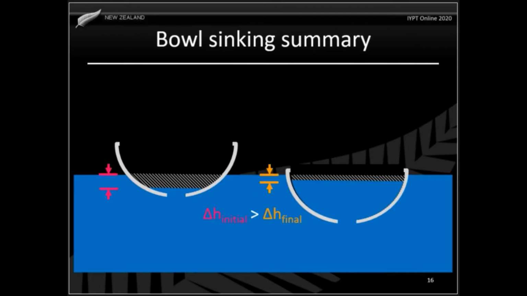The most important points from this are that the flow rate through the hole depends on the pressure difference, which is given by the height difference between inside and outside the bowl. The height difference depends on the mass of the bowl and the shape of the bowl. The flow rate through the hole is not constant unless the bowl is a cylinder. To model the bowl sinking, we will need a quantitative relationship between pressure difference and flow rate.